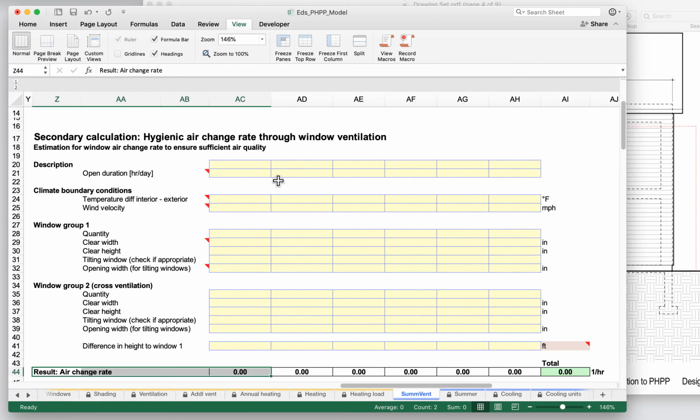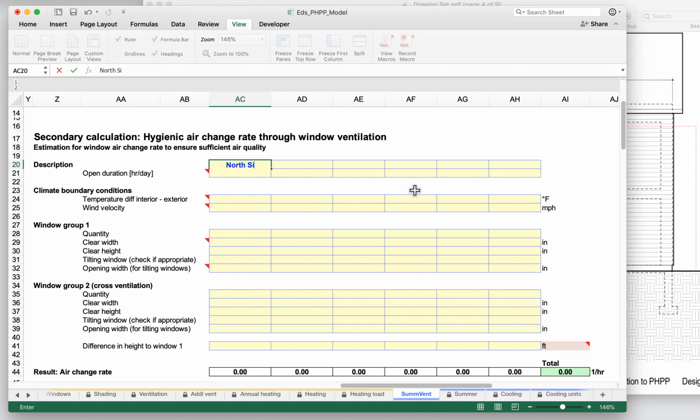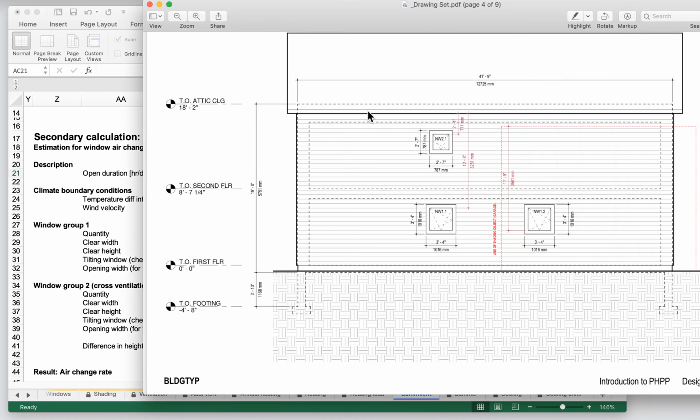Okay, so let's go back to our PHPP here. So let's say these are the north side. We'll call these north side windows. I guess I don't need to say window. We're always talking about windows in this. All right, so we give them a description. And then the next thing we're asked to input is, what's the duration? So during the day, on average, over the course of the year, how long are these windows open? Realistically, are you in the kind of place where you leave the windows wide open all day long? Or do you close them during the day when you leave, if you go off to work or something like that?